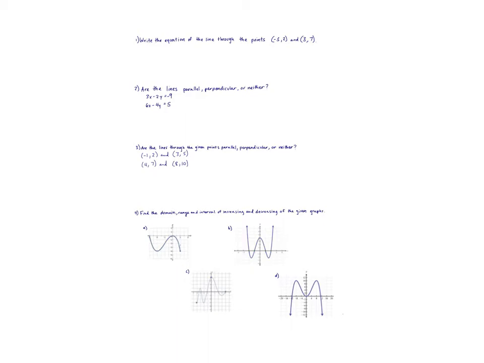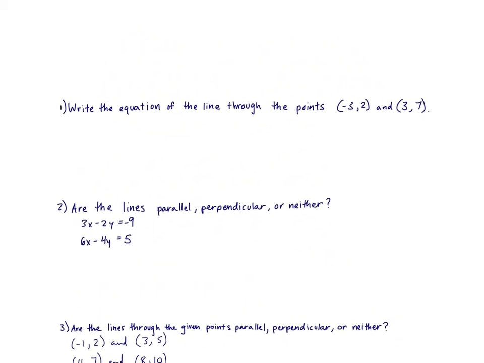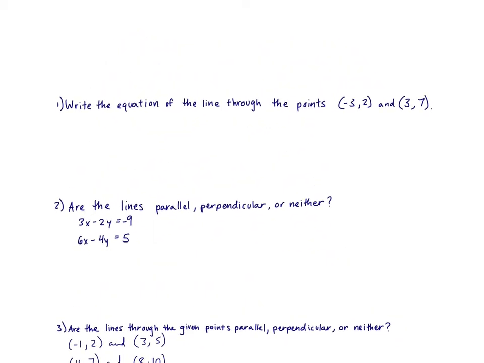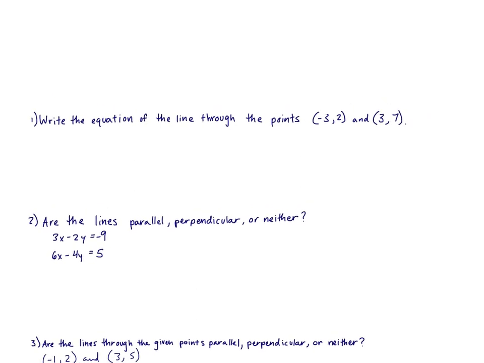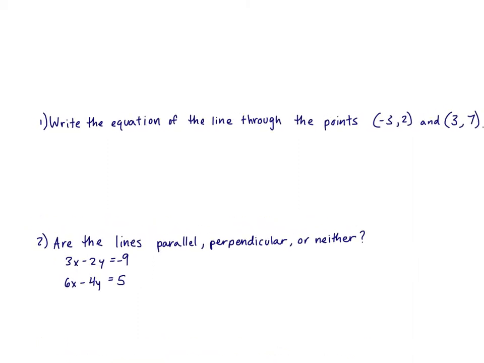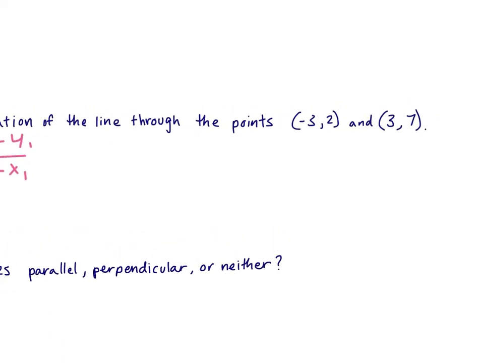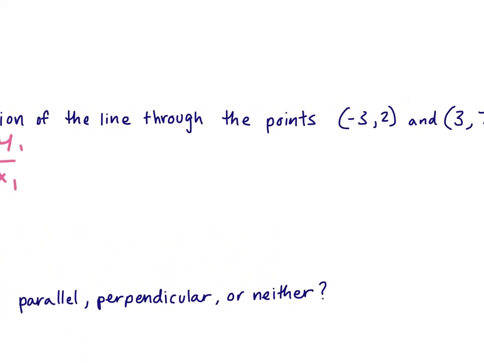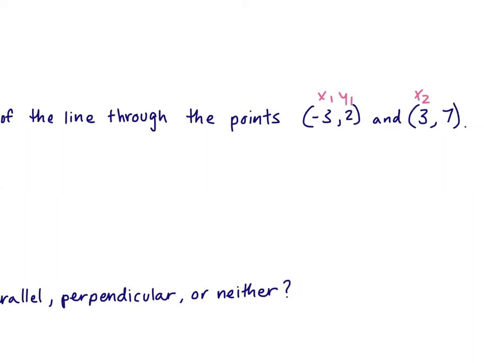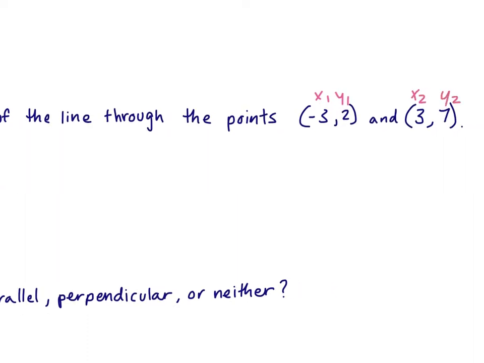So looking at number 1, we need to write the equation of a line through the points (-3, 2) and (3, 7). So the first thing we need to do is find out what our slope is. Our slope formula is y2 minus y1 over x2 minus x1. So we need to label our points as x1, y1, x2, y2. And then we just plug it in.